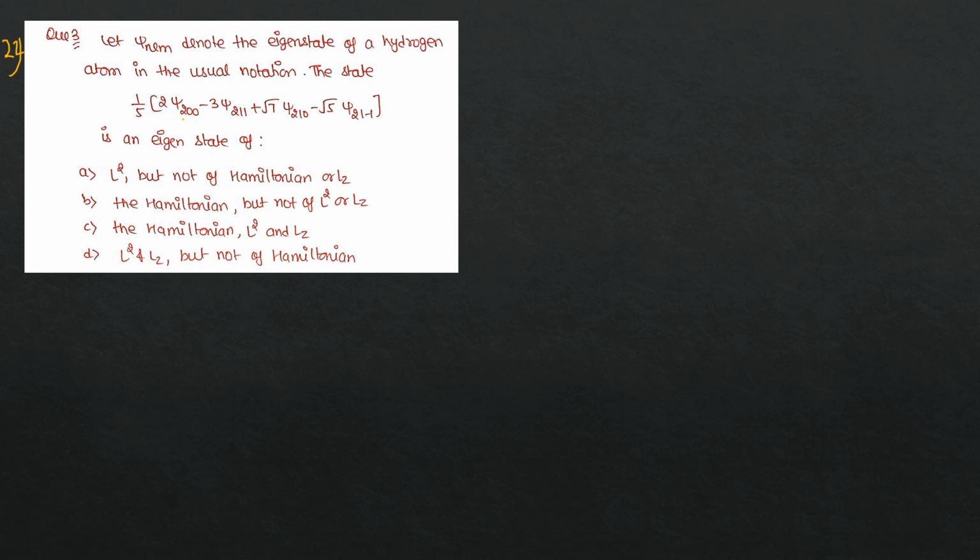See, this is N, L, M. It's written in the form of NLM. So how to know what are the conditions to know that this is an eigenstate, like which option is correct? Think of it. I gave you one hint. This is N, this is L, this is M.